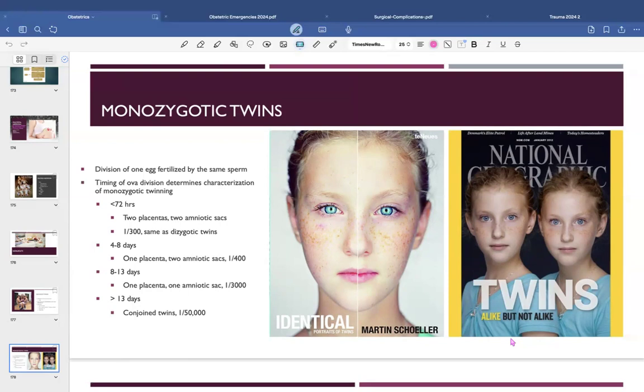If the division of the egg doesn't happen until between 4 and 8 days, there may be 1 placenta and 2 amniotic sacs. And we're going to look at some pictures of these. 8 to 13 days, 1 placenta, 1 amniotic sac. That's much more rare. And even more rare than that, after 13 days, if the egg isn't dividing, you might have conjoined twins, which there have been in the news recently because there was a pair of conjoined twins, one got married.